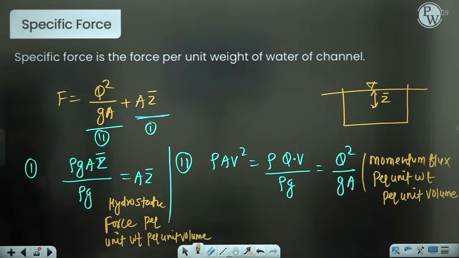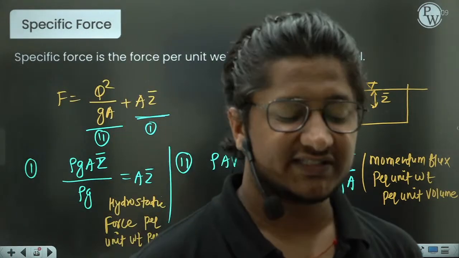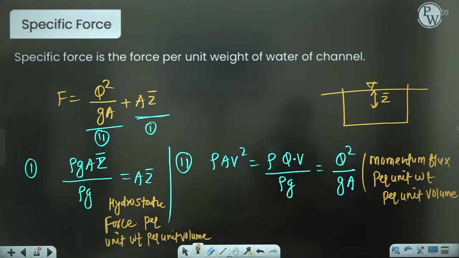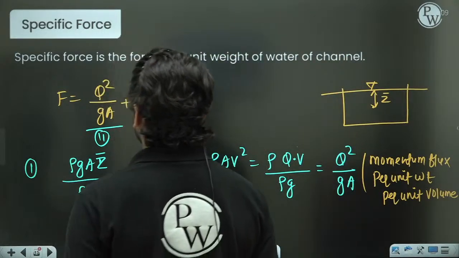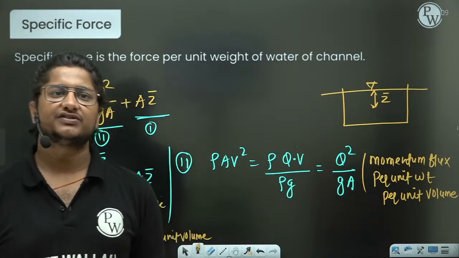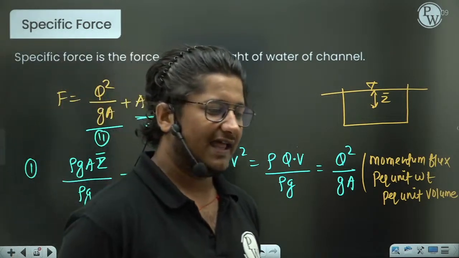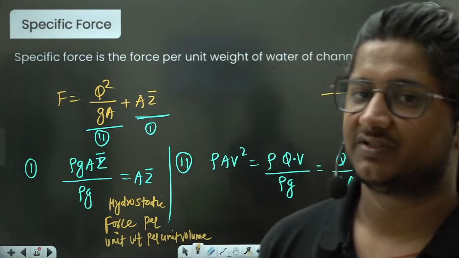Kindly note it down. Why was this specific force concept introduced? Because we can use this concept to deal with the large losses which generally occur in a hydraulic jump and so on. Those large losses we are not able to deal with using the energy principle. That is the reason we introduce the specific force principle, and in that we have basically introduced the momentum equation principle.